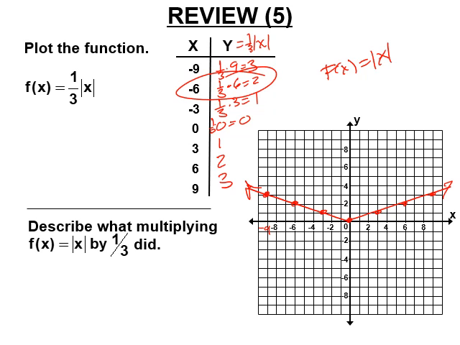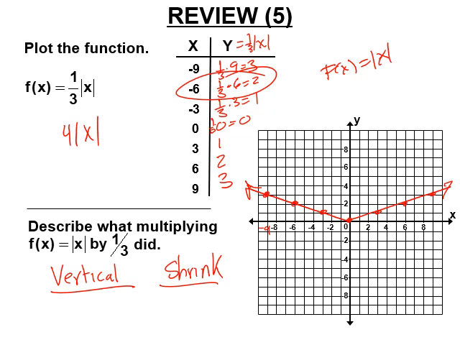All right, so I already said this. When you multiply by a fraction, you vertically shrink. Now, on the test, if I ask you this, I'll have two blanks. So you'd say vertical in the first blank and shrink in the second blank. If I did this, 4 times absolute value of x, you would say it is a vertical what? Stretch, right? And then we would have a slope of 4, and we would stretch this thing like that. Make it look skinnier.